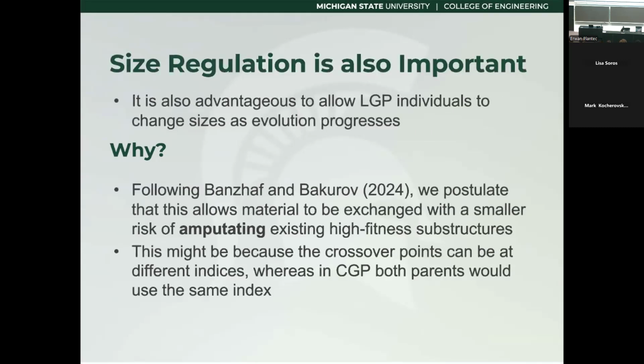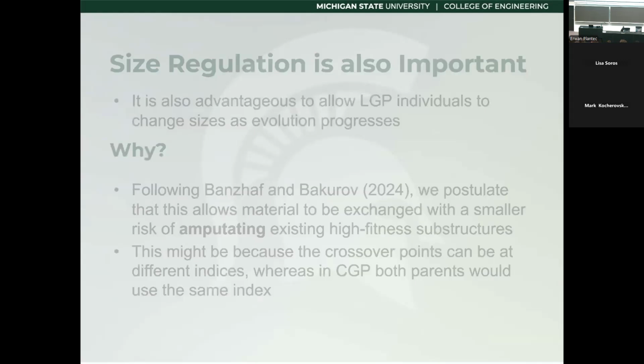Size regulation could also be important because we think that this allows crossover to be more flexible. Because you can have more choice of the crossover point, because you're deciding for two of them, one for each individual, you're less likely to amputate existing high-fitness substructures. Whereas in CGP, you just choose for one, you make a cut, and what you get is what you get.